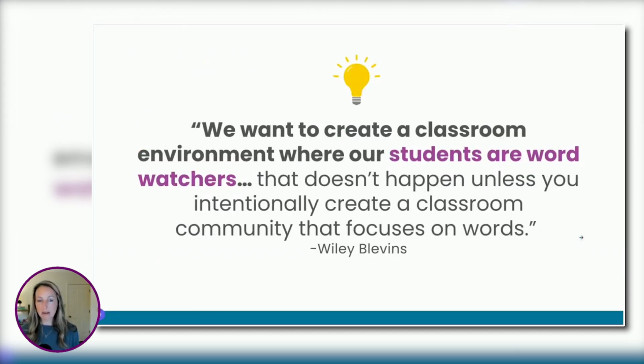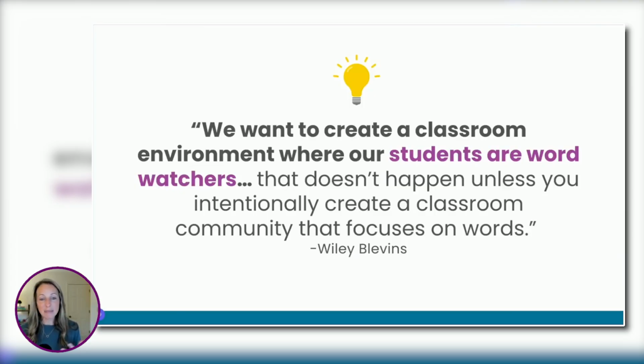So this is one of my favorite quotes. I've shared it in trainings and on the podcast in the past. And it comes from one of Wiley Blevins's books. And he says, we want to create a classroom environment where our students are word watchers. But that doesn't happen unless you intentionally create a classroom community that focuses on words. Words are so important. They are at the heart of what we read and what we write.